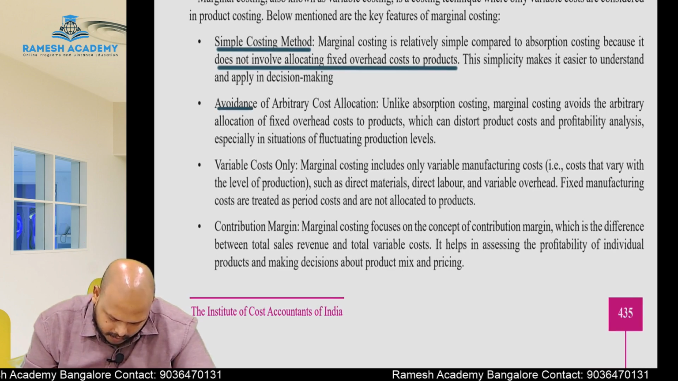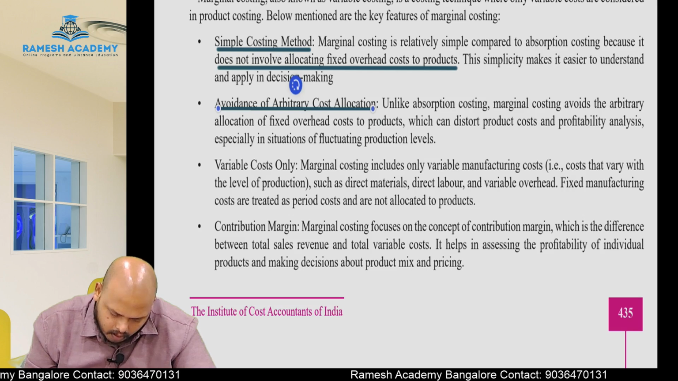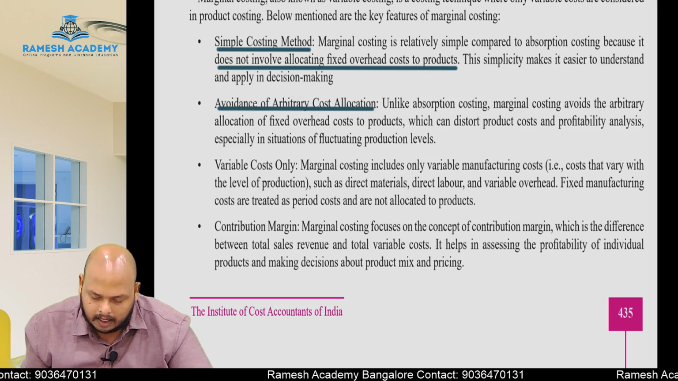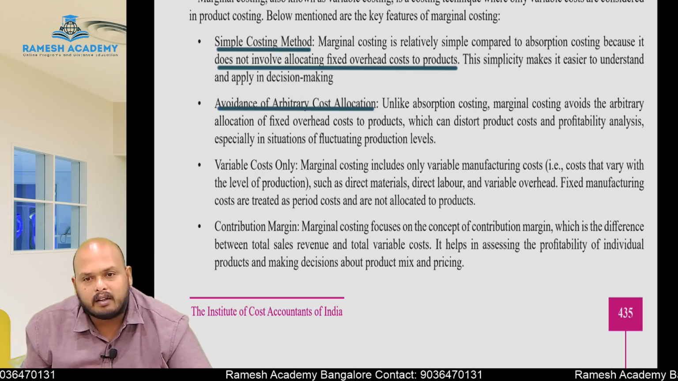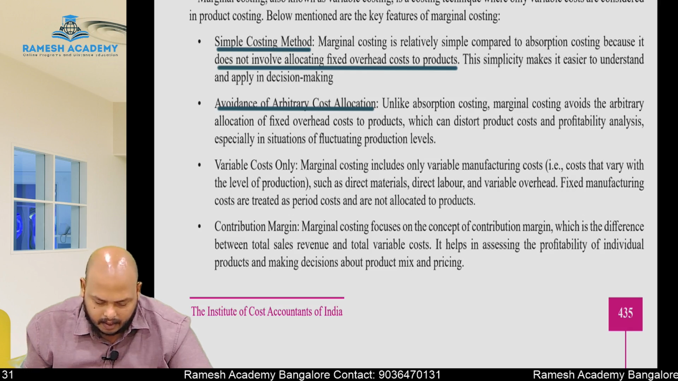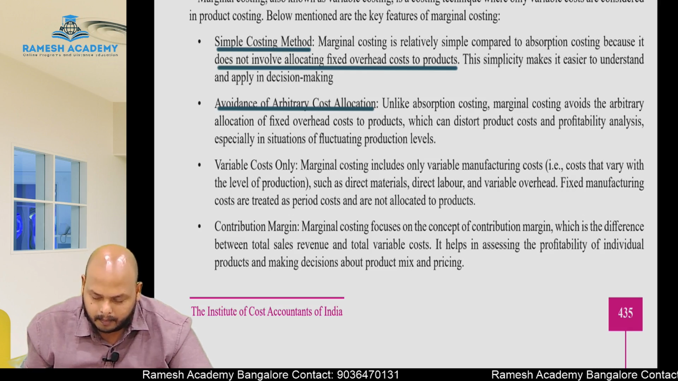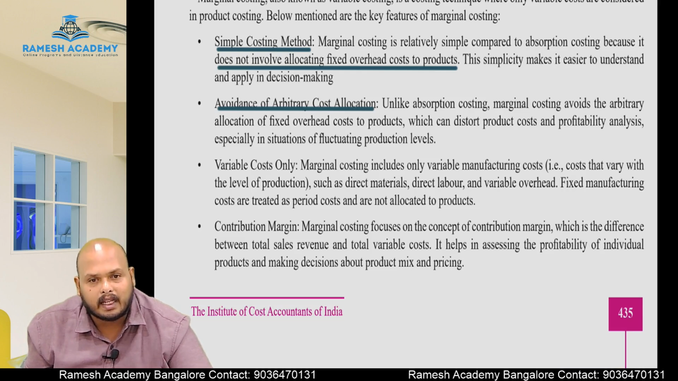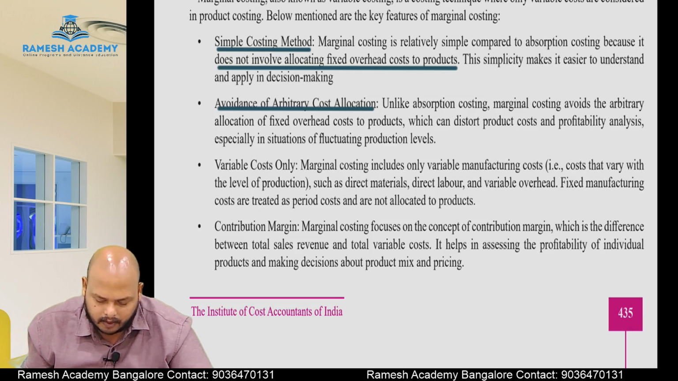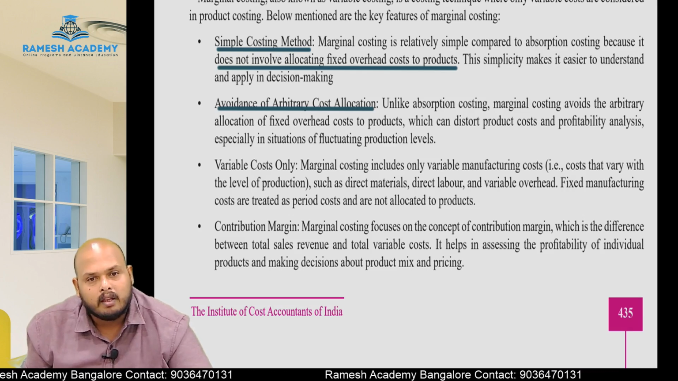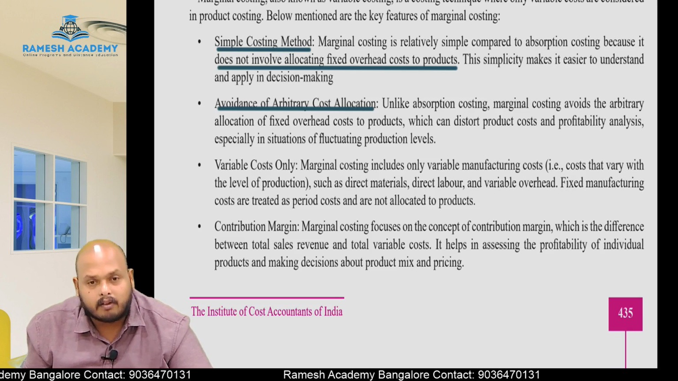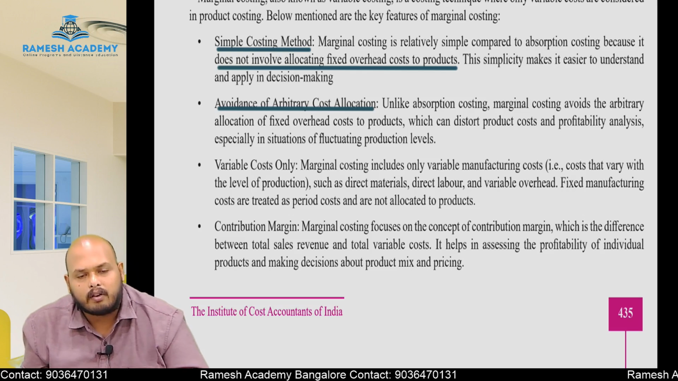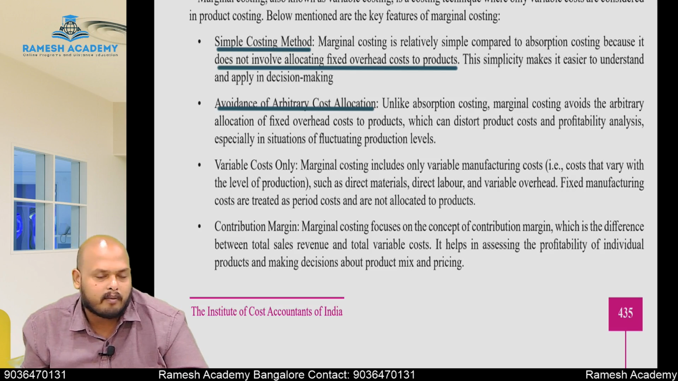Next, second feature of marginal costing: avoidance of arbitrary cost allocation. Unlike absorption costing, marginal costing avoids the arbitrary allocation of fixed overheads to the cost of products, which can distort the product cost and profitability analysis, especially in situations of fluctuating production levels. So in the case of marginal costing, fixed cost is completely ignored.